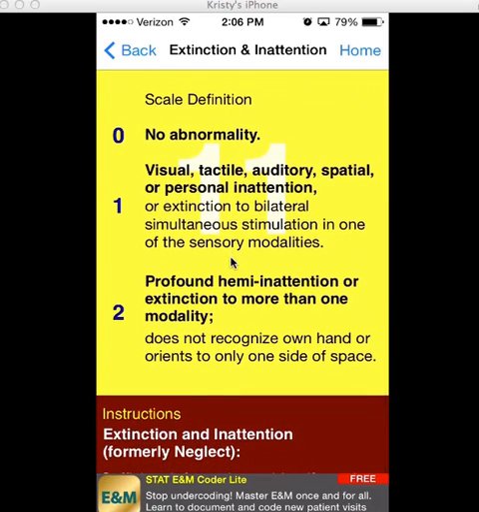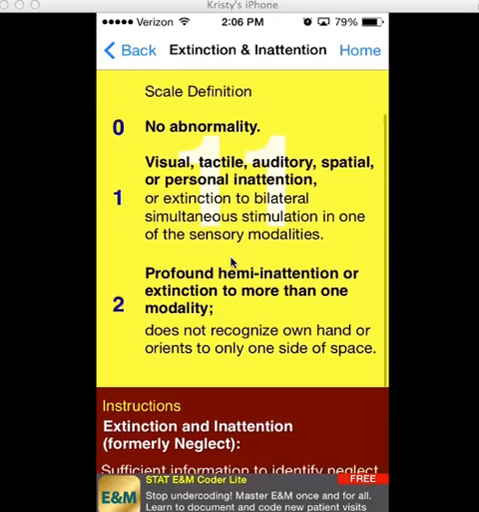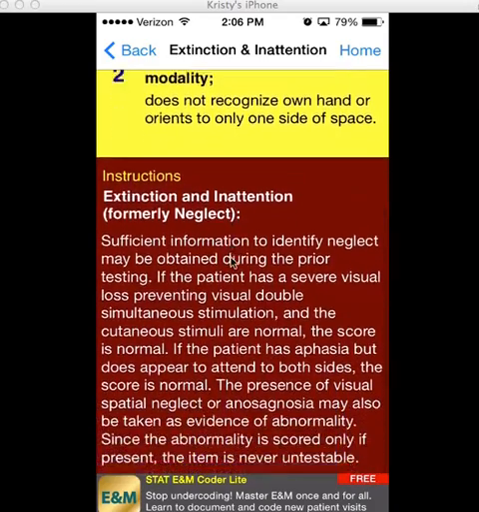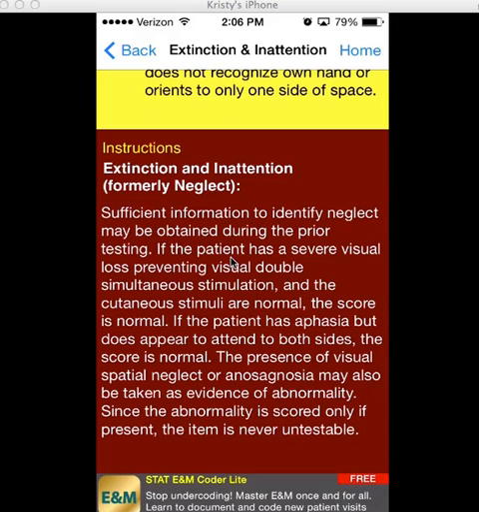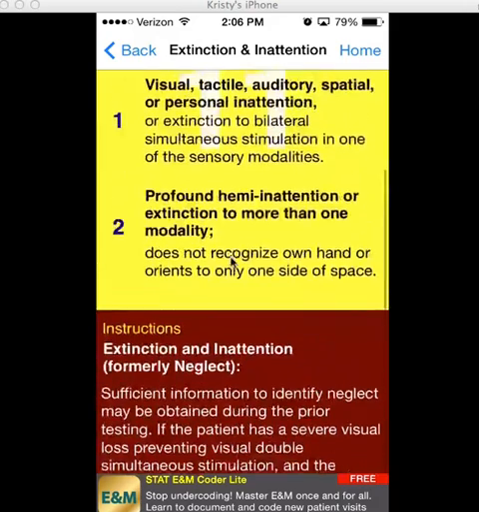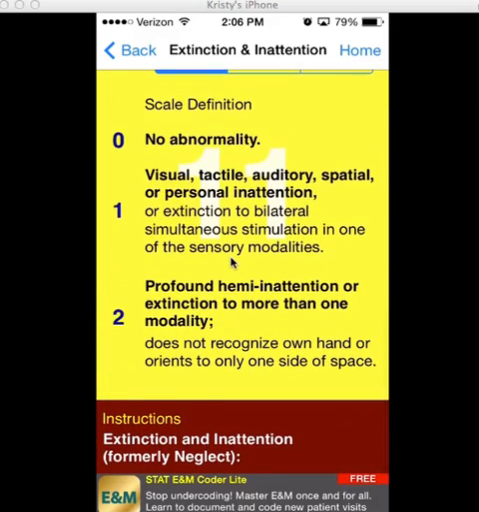To test extinction, have the patient close their eyes and identify if you are touching the right, left, or both sides. Test the arms and the legs and the face. Usually the test is performed by touching one side, then the other, and then both sides at the same time. If the patient is unable to identify that you are touching both sides at the same time and only indicates one side, then they will score a 1 on this.